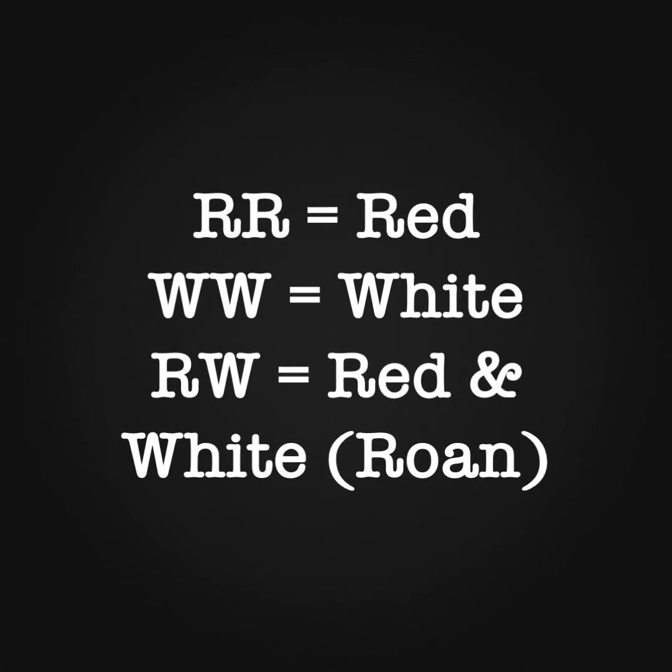In codominance, we still have three different genotypes, just like we do in traditional dominant recessive alleles. The difference is we represent them with two uppercase letters, in this case also two different uppercase letters. So in this example, big R equals red, big W equals white, and then big R, big W equals red and white together. And in cattle, we call that a roan.